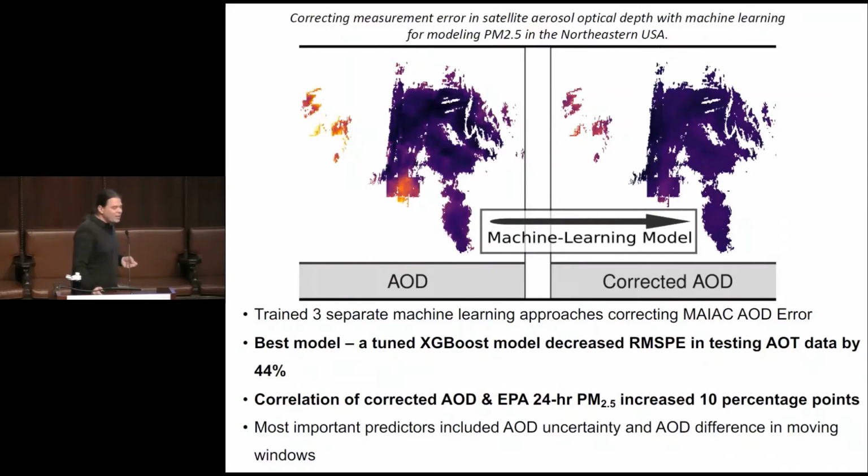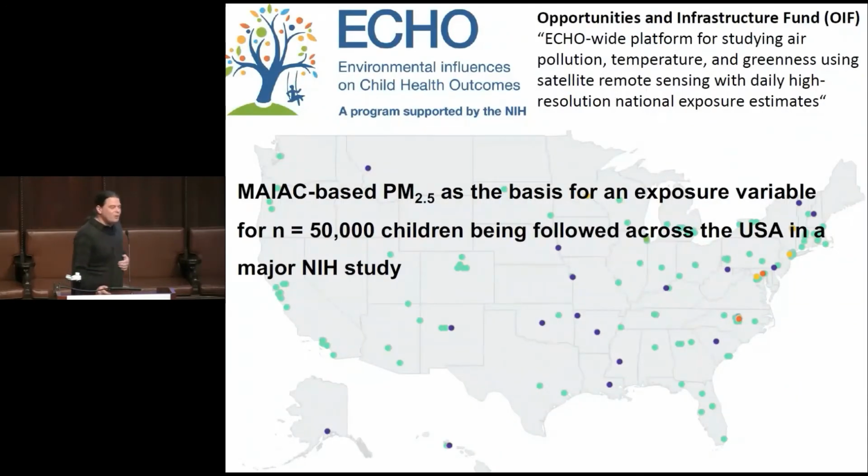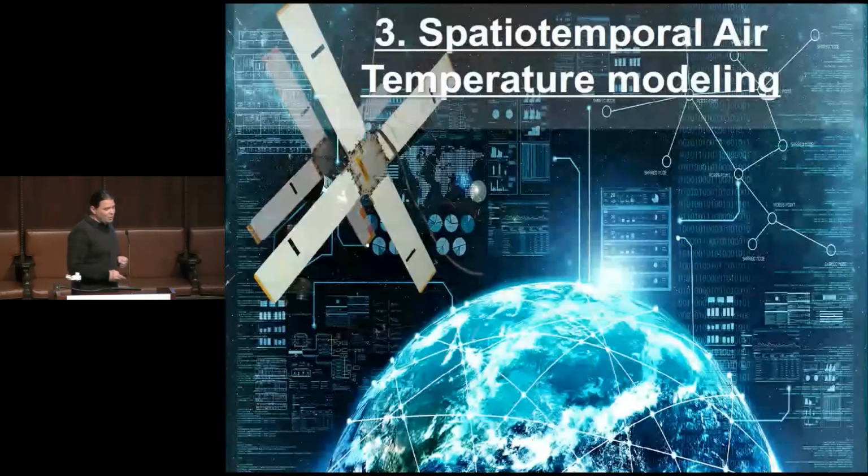So we managed to correct AOD values, decreasing root mean square prediction error by 44%, and more importantly, the correlation between AOD and PM in the calibration stage increased by 10 percentage points cross-validated, which was really impressive. We are also now part of the ECHO initiative. Professor Just and myself got the OIF grant under ECHO to model nationwide or CONUS-wide PM 2.5, temperature and greenness using satellite data, and this would be the basis for exposure variables for over 50,000 children across the US.